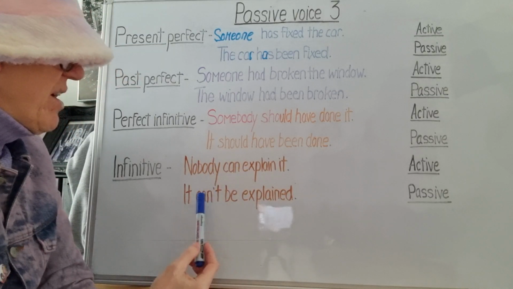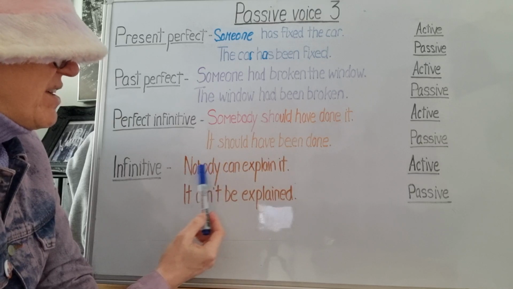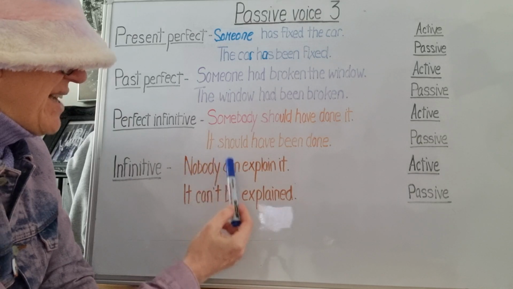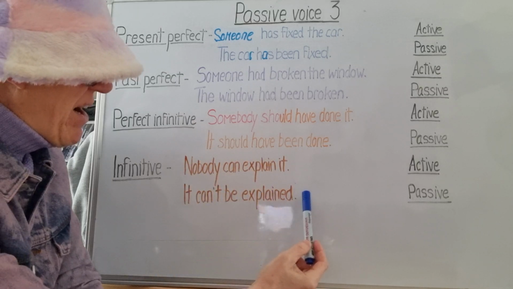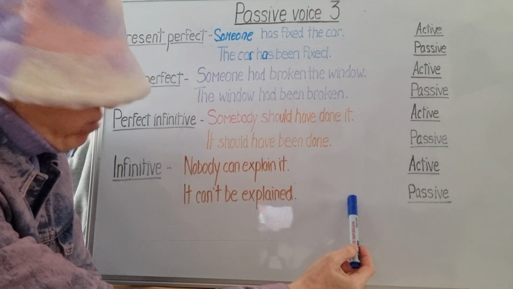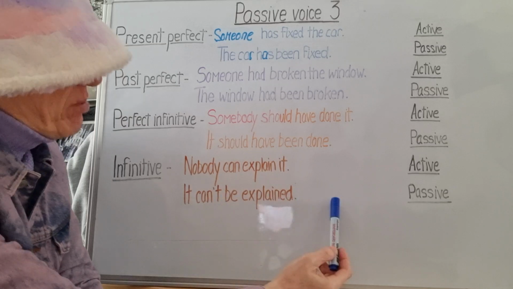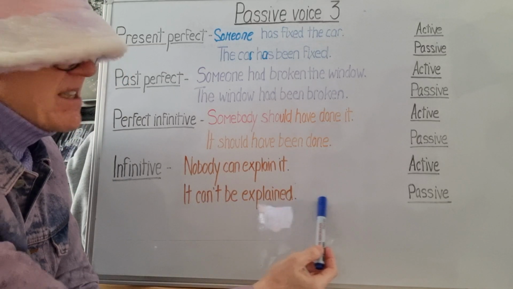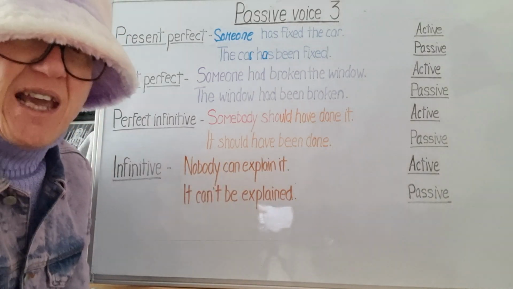Okay? You might think, why is it can here and can't here? Because here nobody is negative, so you can't use a double negative, so nobody can explain it. It can't be explained by anybody. Okay? Not by nobody. You would say it can be explained by nobody, but that's a weird sentence. It can't be explained by anybody. You can't use two negatives. You can't say nobody can't.